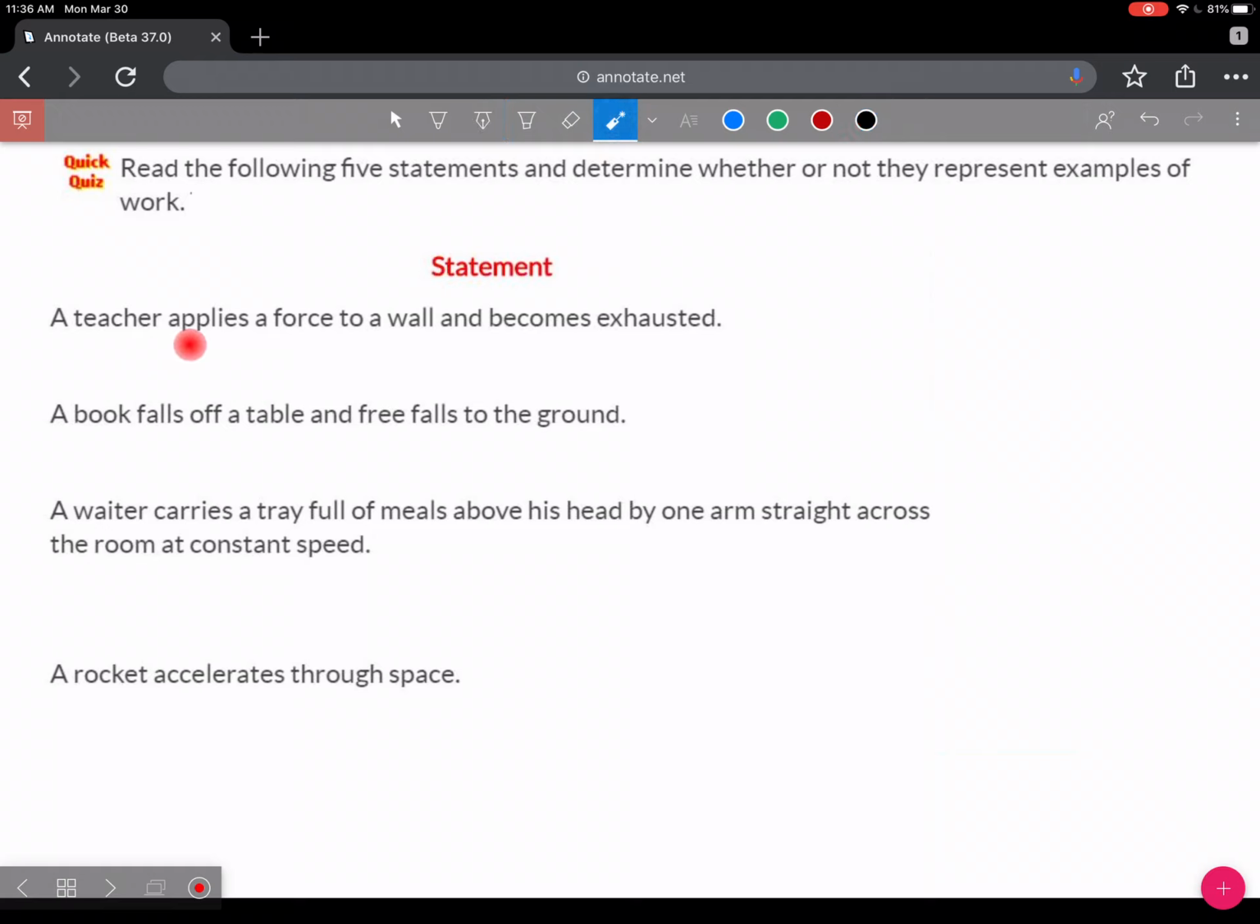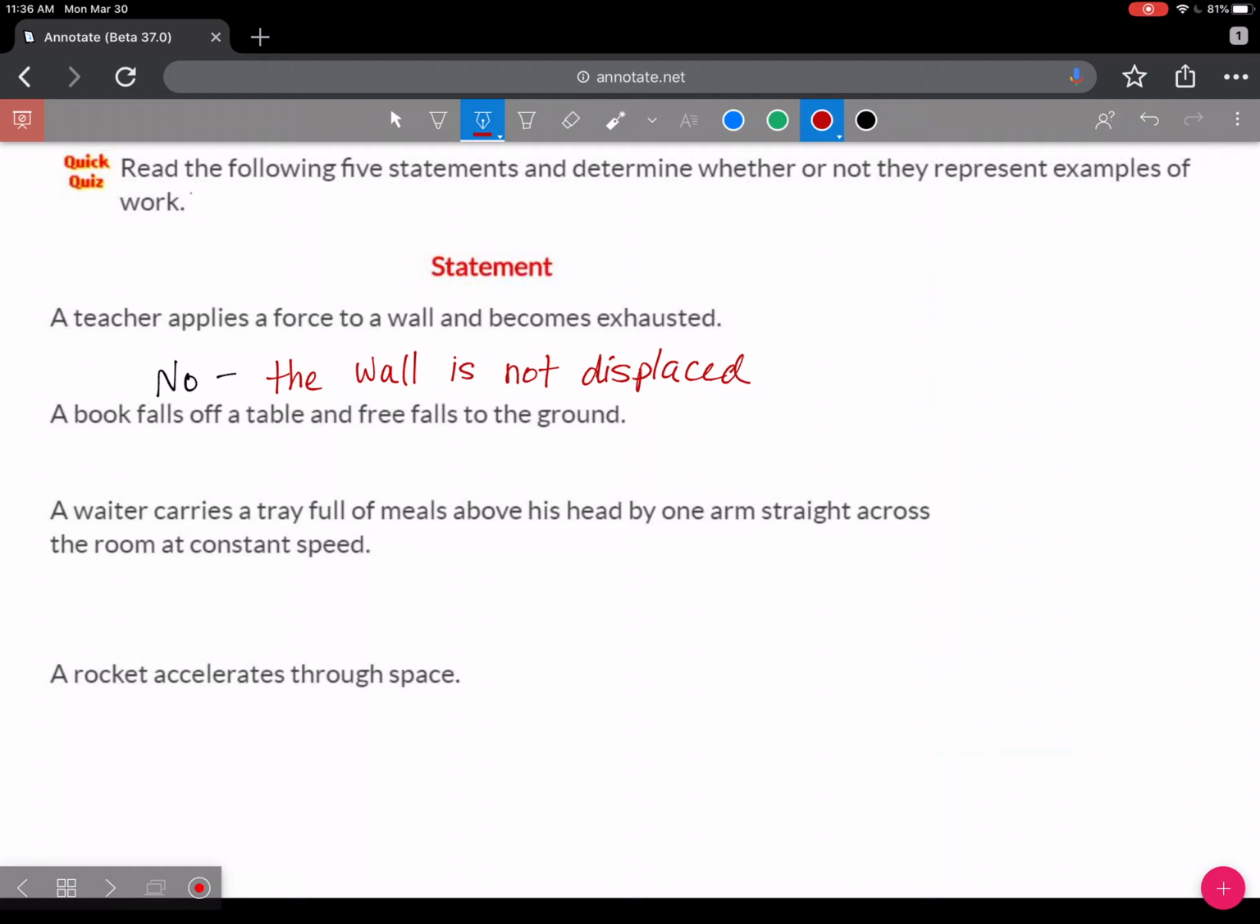A teacher applies a force to a wall and becomes exhausted. So, no, this would not be an example of work. The wall is not displaced, and so no work is done.